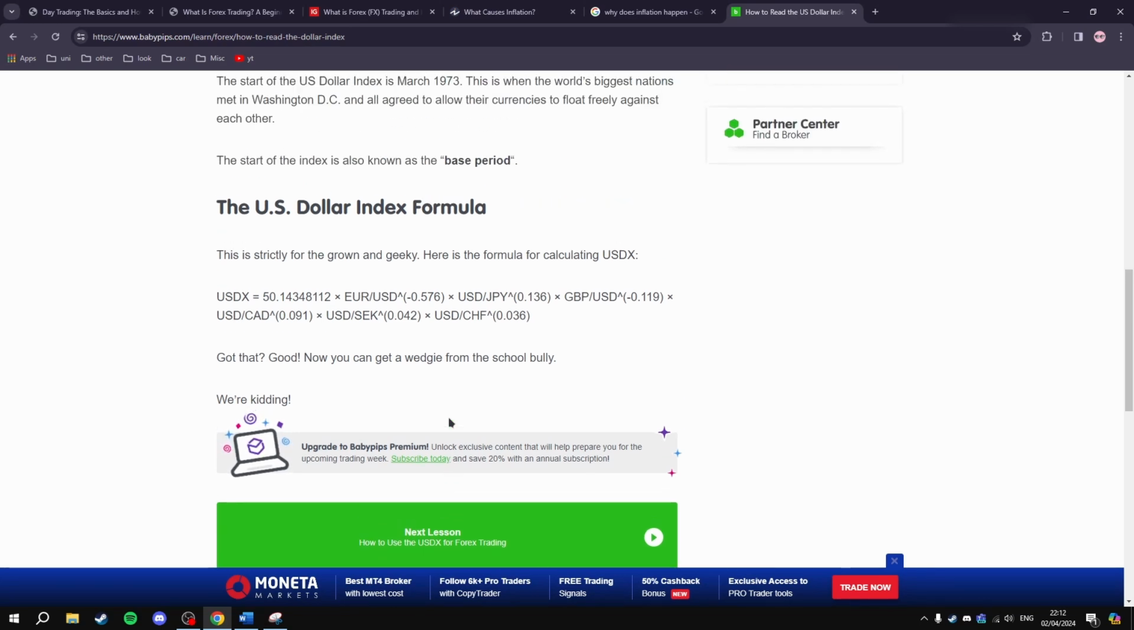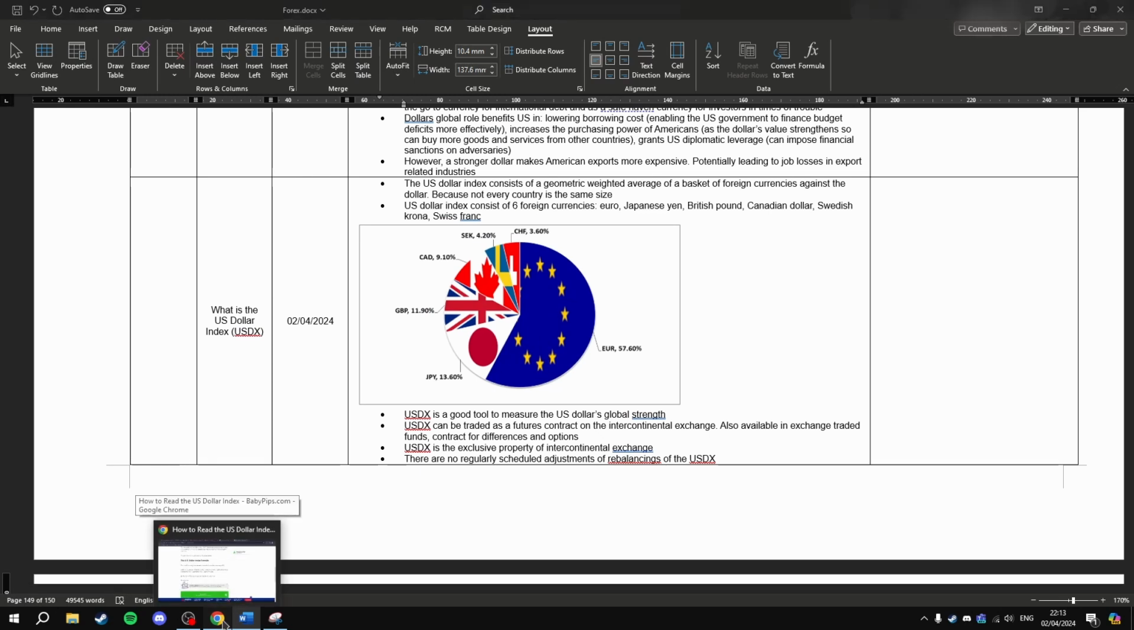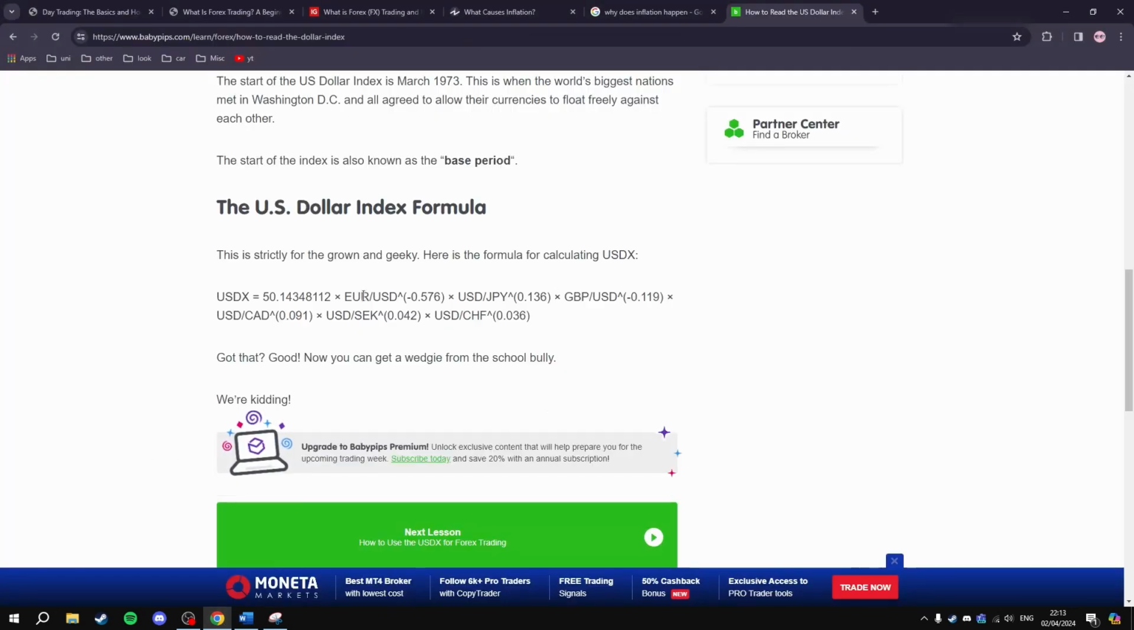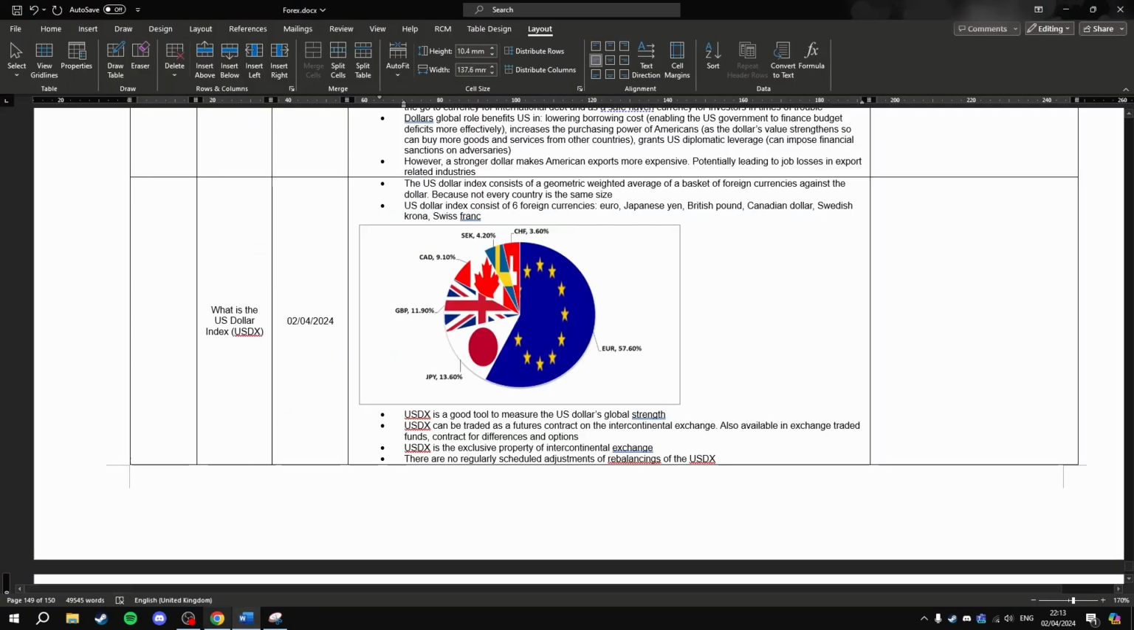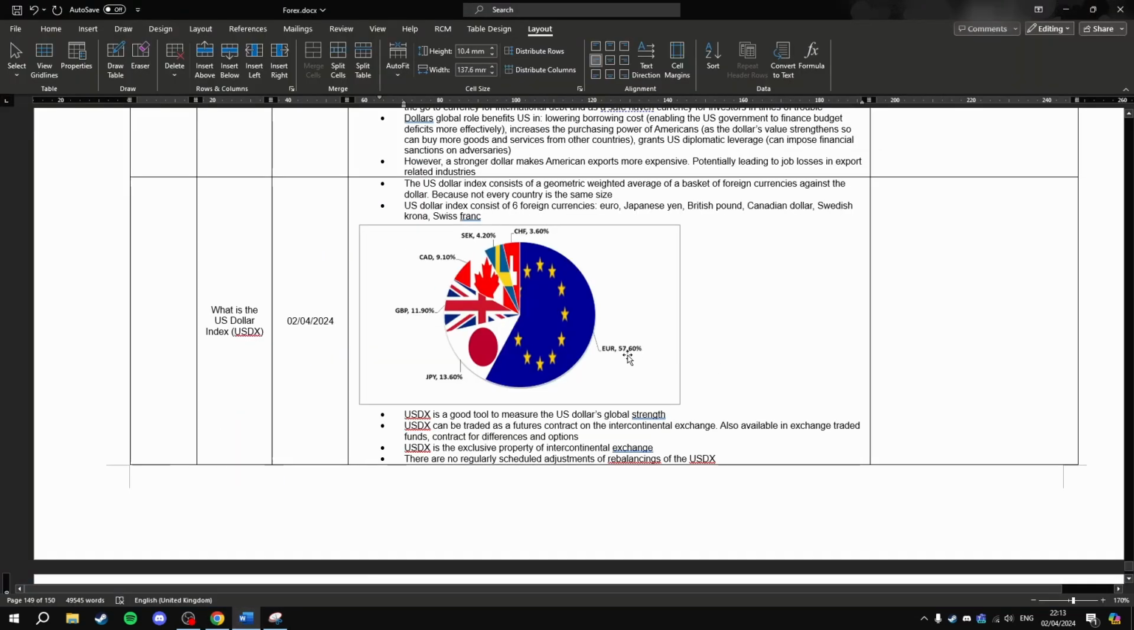USDX equals 50 times 1434. So that's probably the percentage weight, or the weight of it, times EUR USD minus 0.576. So that's 57.6%. No, never mind. I don't know where they got this 50 point whatever from. Minus 0.576, that's the percentage of the euro.